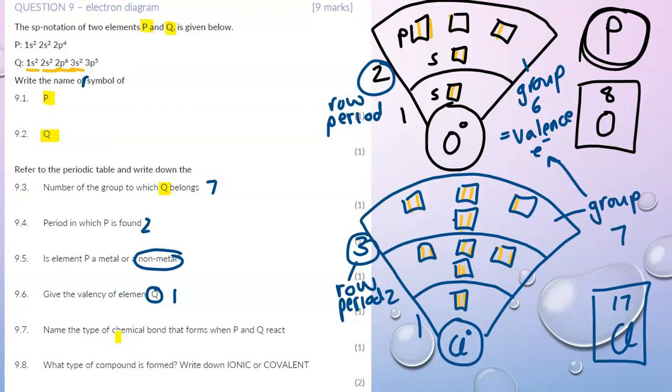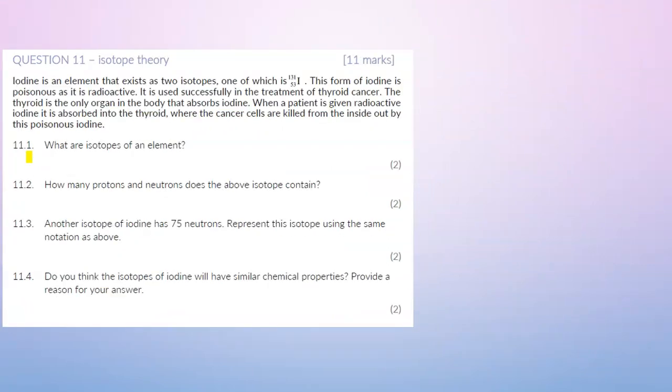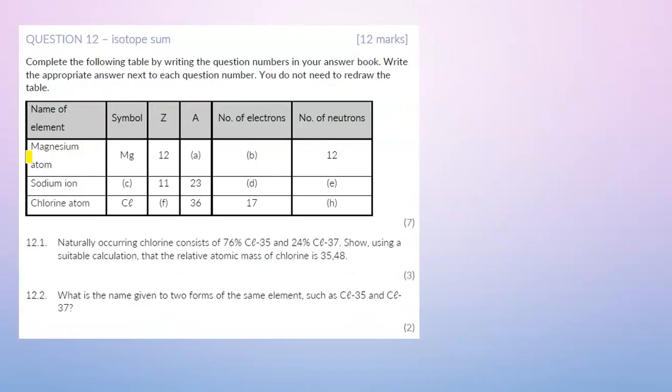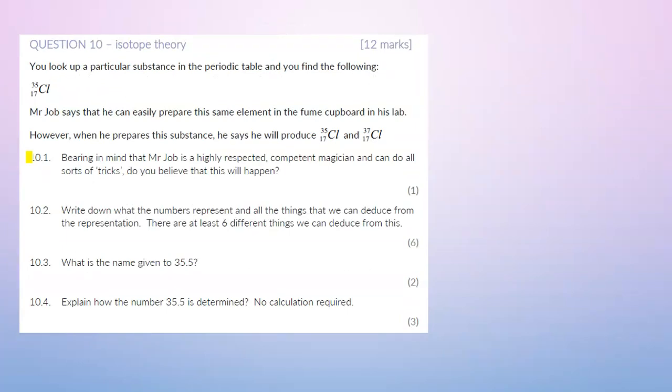9.7 asks the name of the chemical bond that forms when P and Q react. So P and Q are both little monsters, and when monsters bond together, we have a covalent bond. And we will look at the bonds in the bonding video. And then the last one is what type of compound is formed, right? Either ionic or covalent. And we sort of answered that. It's covalent.